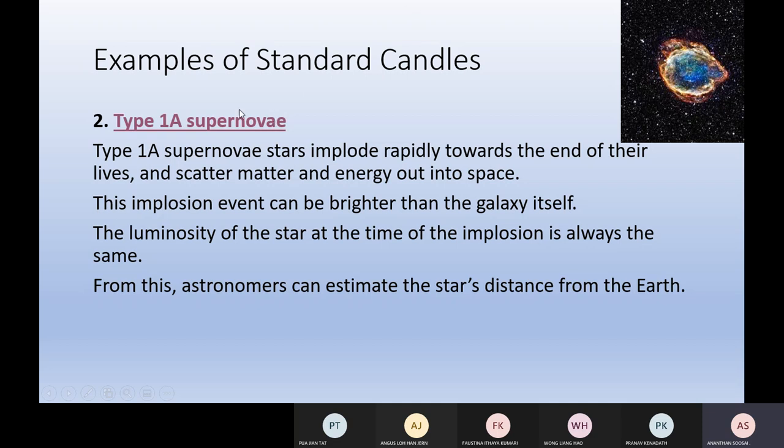Before that, there is YouTube also. They have a video of the explosion of a star, the supernova. They use a telescope. Maybe we can see.